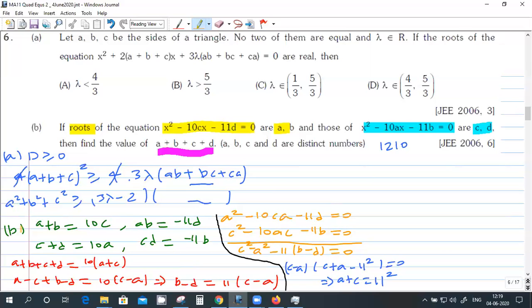So A and B are the roots of the first equation, right? So this is valid. A plus B is this one, and then AB is this one. Similarly, C plus D and CD. And then you find A plus B plus C plus D, right? So you add these two, so you'll get this one.